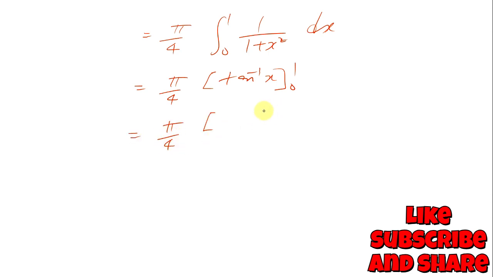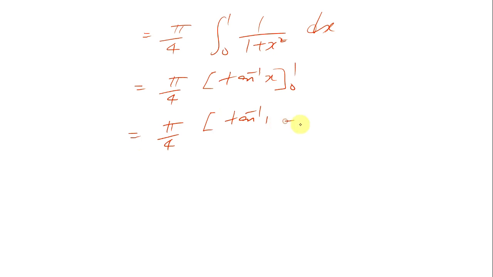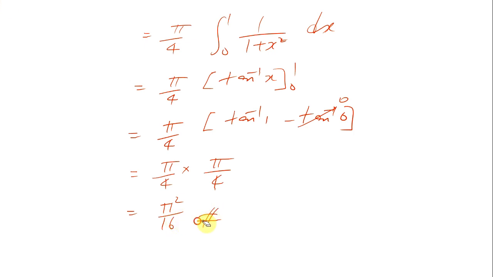So please substitute the values here students. You will get this as tan inverse 1 minus tan inverse 0. Is it clear students? Okay, so now you can directly put the value: tan inverse 0 will give you 0 only. Tan inverse 1 is pi by 4. So this is pi by 4 into pi by 4, which will give you pi square by 16. Is it clear students? So this is the answer students. Immediately go to the next example students.